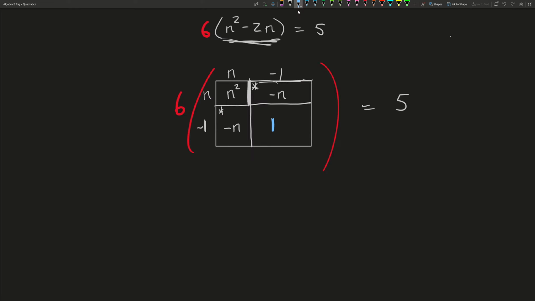And now that part is being added to the left-hand side. But we're not just adding 1 in this case. We're adding 6 times this 1. So we added 6 on the left, so we have to add 6 on the right.